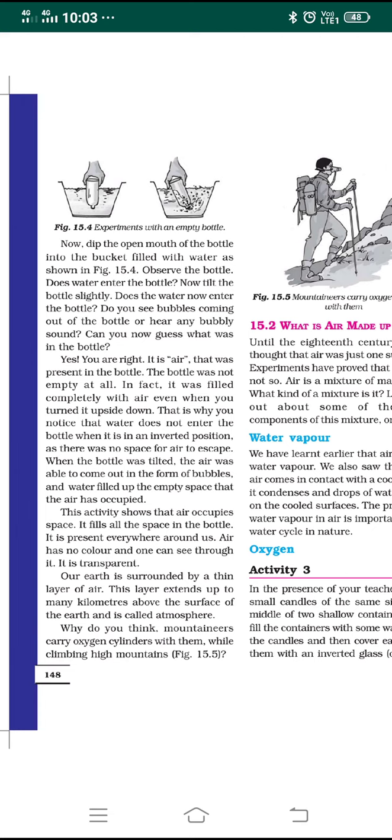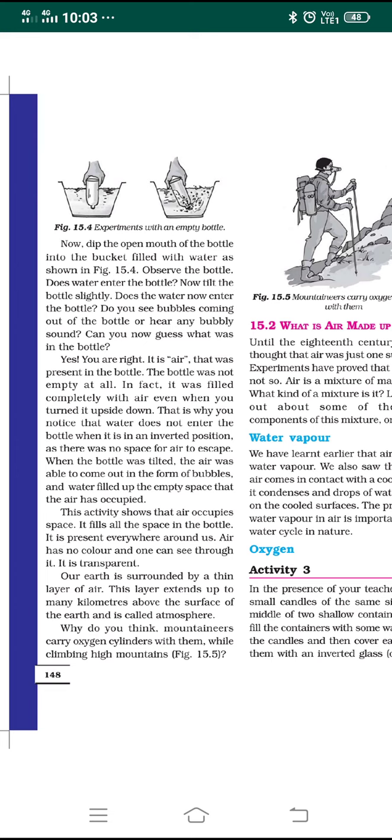So the concept you need to understand is that air occupies space. It fills all the space in this bottle. Whatever space is there is occupied by the air. It is also present everywhere around us. The air is present everywhere around us.